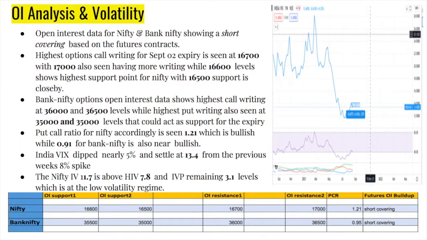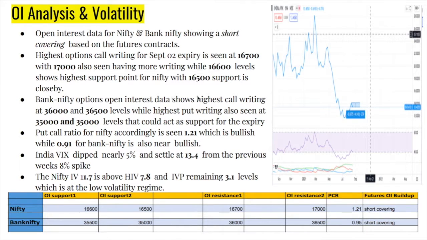People who had gone short are now going the other way. So that means it's slightly bullish, right? Again, open interest on futures is showing some slight bullishness. And on the options open interest, the call writing level is at 16,700 and then 17,000 for the next expiry.